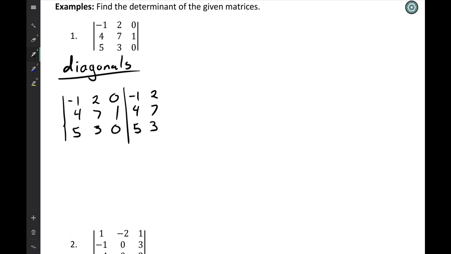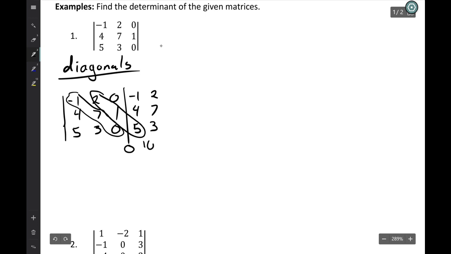Then you're going to go diagonally and multiply. So -1 times 7 times 0 is 0. 2 times 1 times 5 is 10. 0 times 4 times 3 is 0. You're going to add these together. Okay, this gives you 10.